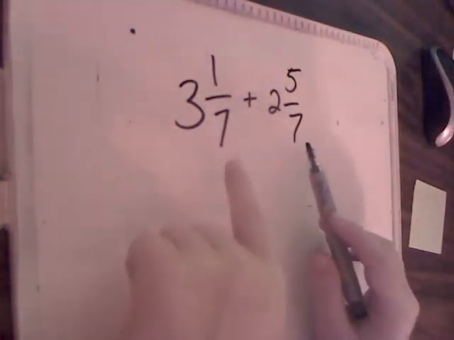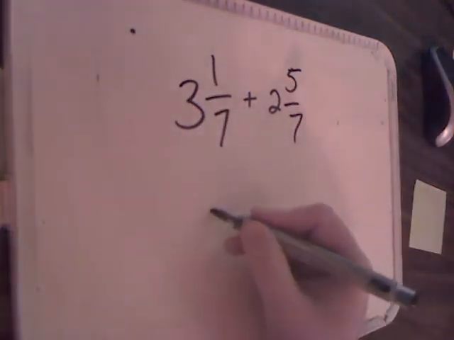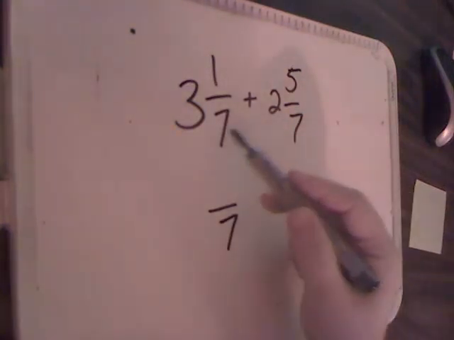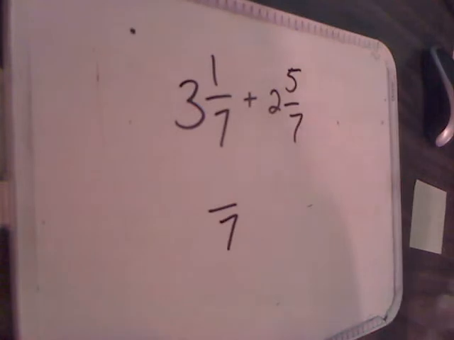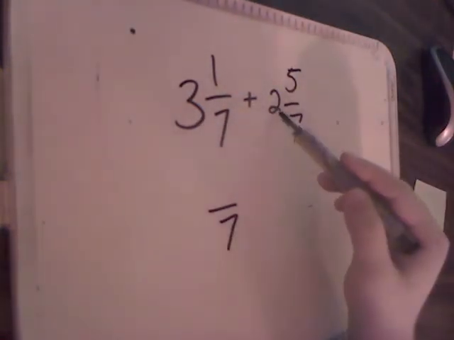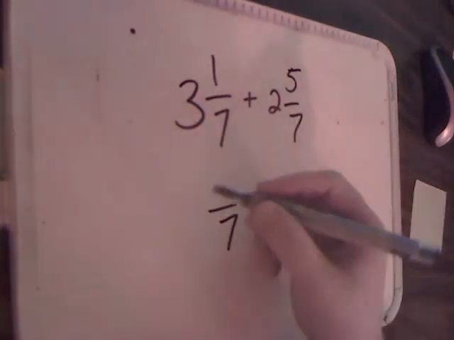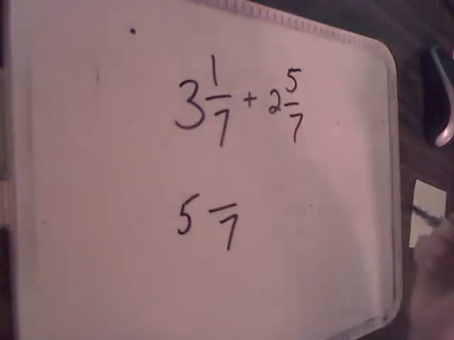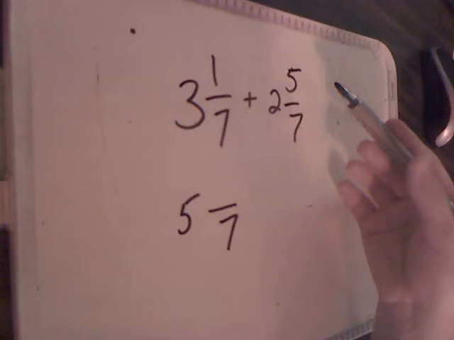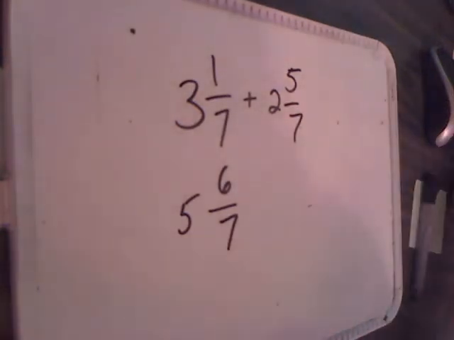So when you have the same denominator, when you have like mixed numbers, you're going to keep that same denominator for the answer. Nothing changes there. 7 on the bottom, 7 on the bottom, 7 on the bottom. The whole numbers you're going to add up separately. 3 plus 2 still goes in that whole number area. Then you're going to take the numerators and add those up. 1 plus 5 is 6. So there you have your answer.